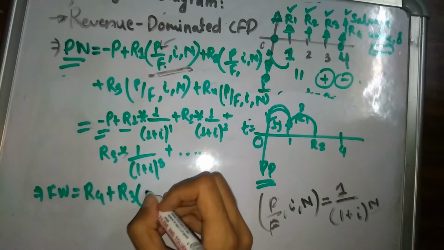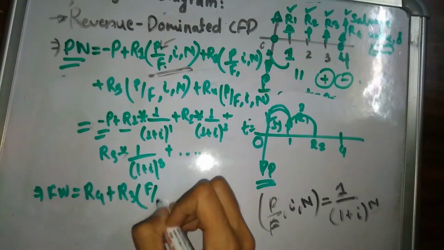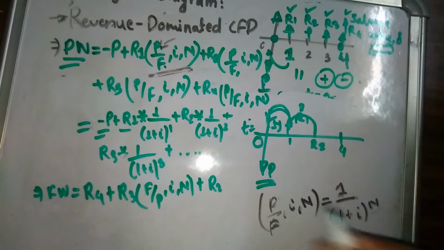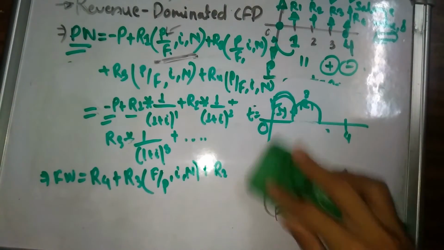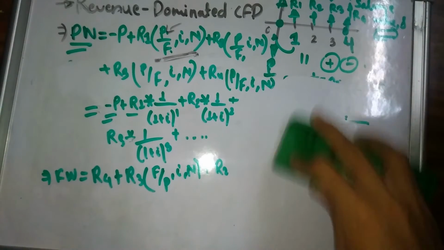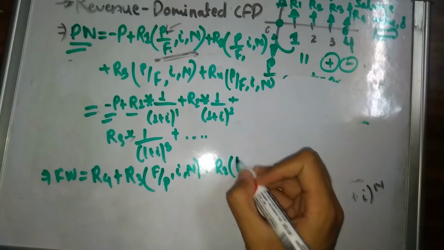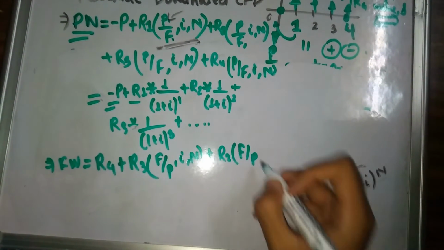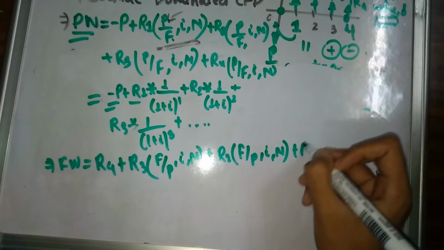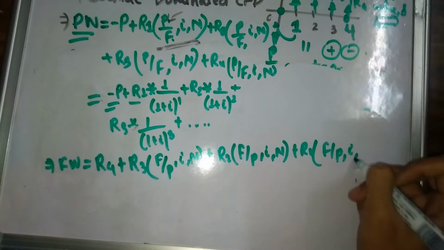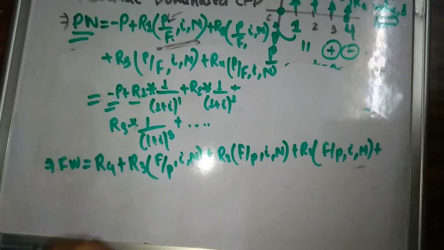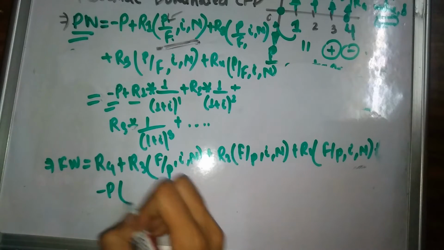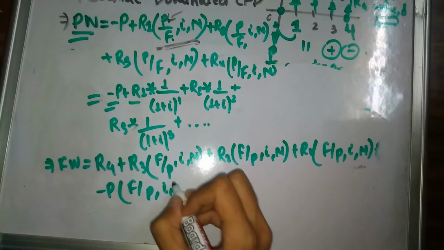This time I need to find my future value when my present value is given. So F by P comma I comma N, plus R2, again finding the future value when my present value is given, which is R2 F by P comma I comma N, plus R1, again F by P comma I comma N. Finally I move on to my P. I'm going to write P as minus P, again F by P comma I comma N.